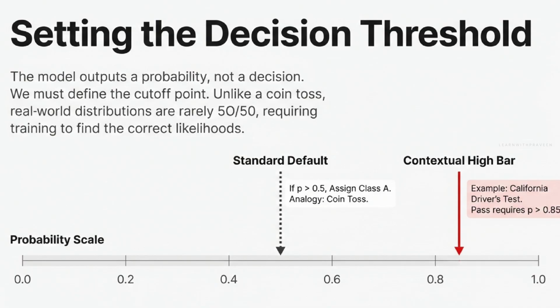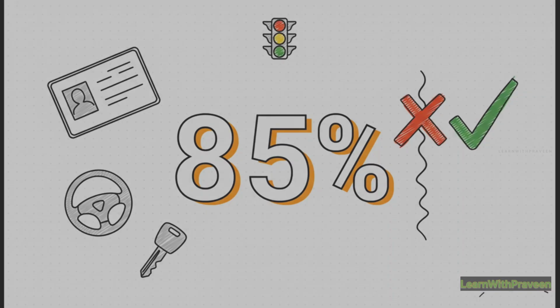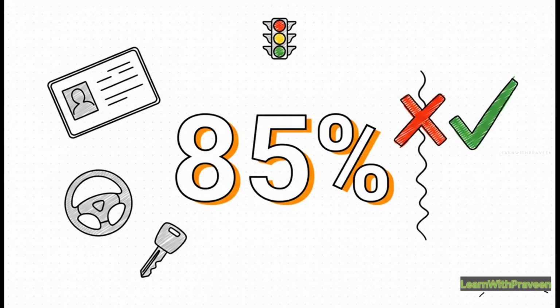If the model's probability score is higher than that threshold, we say, okay, that's a yes. If it's lower, nope, that's a no. It's the point of no return. And this is a perfect real-world example.